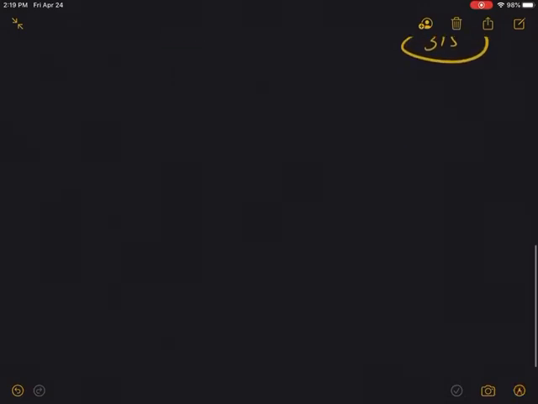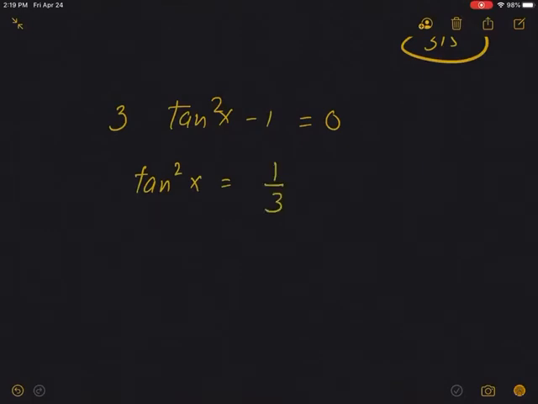Let me show you one more example. I have example number 2, which is 3 tangent squared x minus 1 equal to 0. Isolate the trig function, so I would add 1 and divide by 3. How would you get rid of that square? I would take the square root of both sides. So this becomes tangent x.